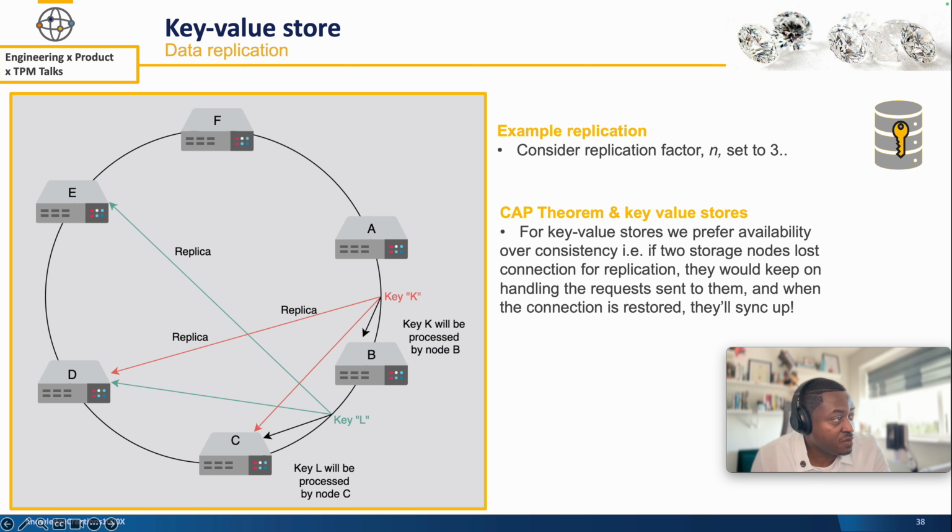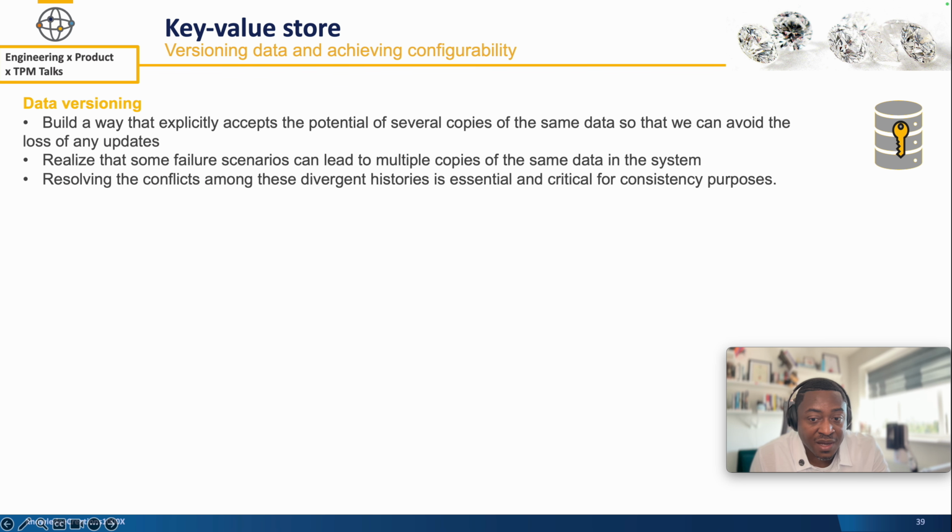And this just brings you up to what I've just said. Yeah, we prefer availability over consistency. Okay, so how do we bring them up to speed? Data versioning. That's the answer, right?